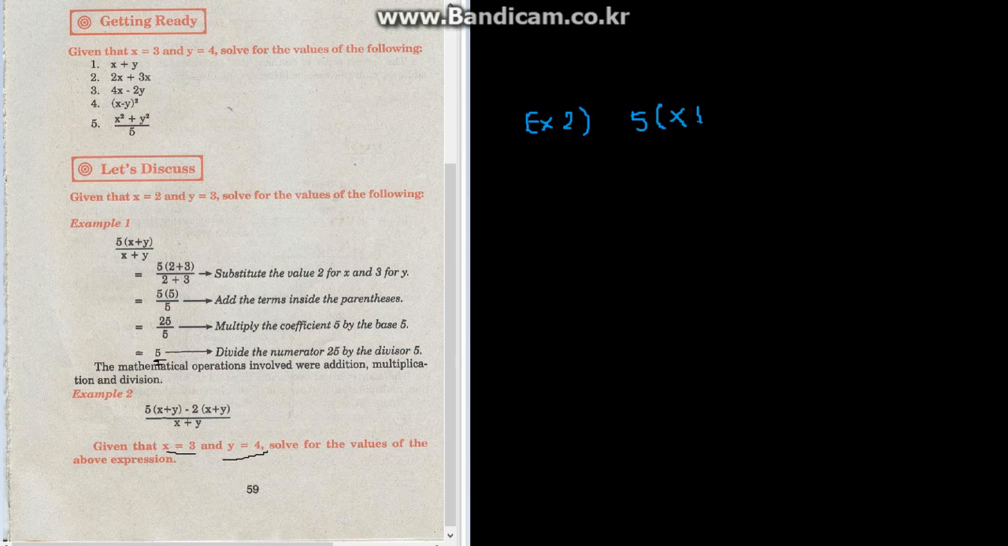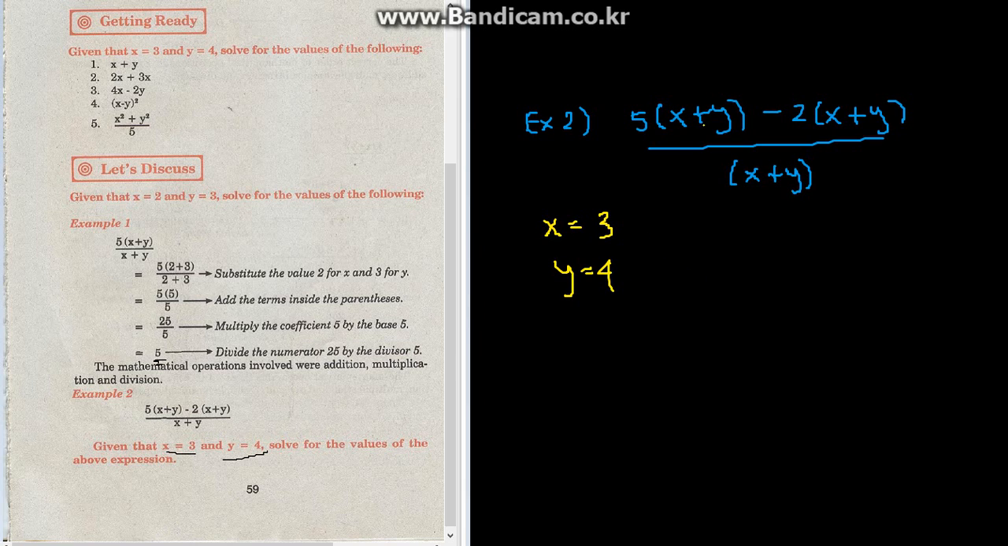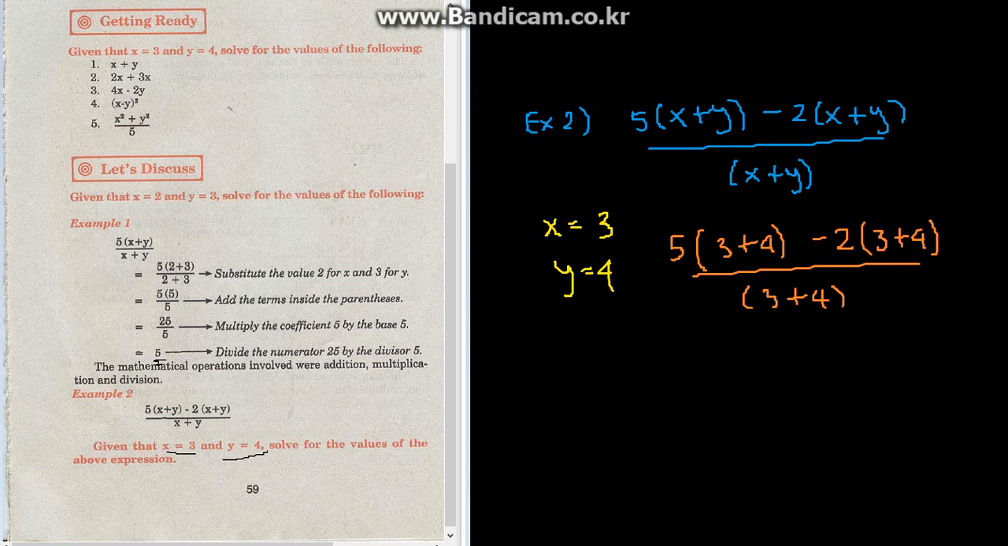5 times (x plus y) minus 2 times (x plus y), everything divided by (x plus y). Well, we are given that x is equal to 3, y is equal to 4, so we just have to substitute x as 3 and y as 4. So let's substitute. 5 times (3 plus 4) minus 2 times (3 plus 4) divided by (3 plus 4).